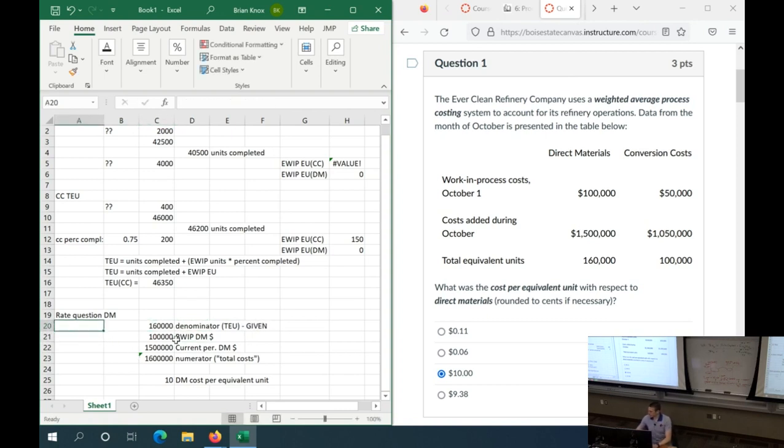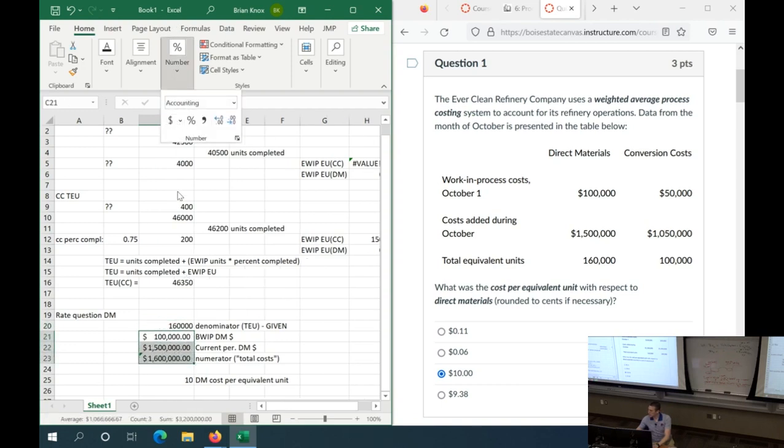It's given in the problem. That's what I'm trying to write there. Oh no, here and below are dollars. And this is also $1. Yeah, Hannah. I added the beginning WIP direct materials cost, $100,000, and the current period direct materials cost of $1.5 million.